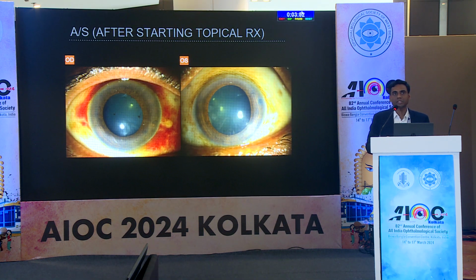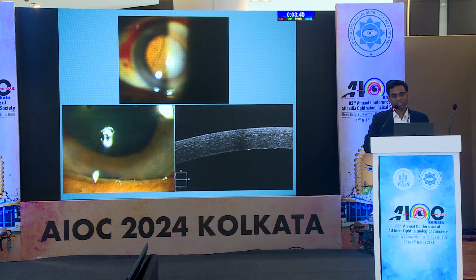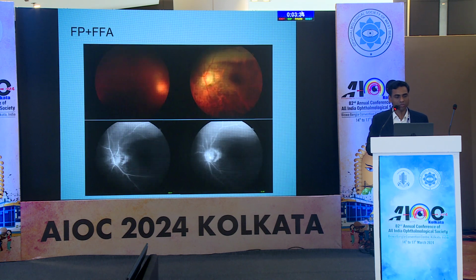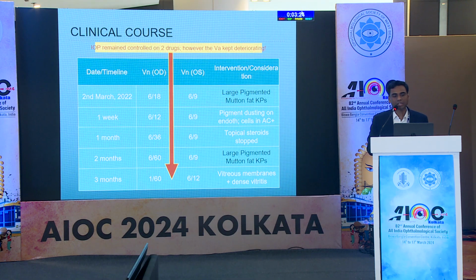Although we did give her some topical steroids, we didn't want to hurry or rush into giving her oral steroids because she had received so many forms of steroids already. So this is the picture after topical steroids. The fundus shows in the red glow that there are some vitreous membranes, some pigment depositions on the endothelium. The FFA wasn't much revealing because of the dense vitritis in right eye, and left eye showed some faint vascular staining. This is the clinical course.